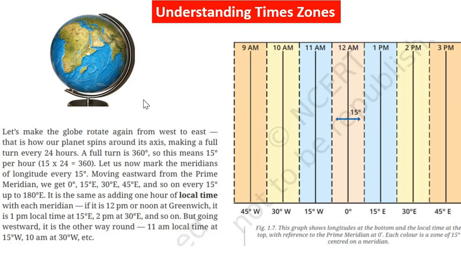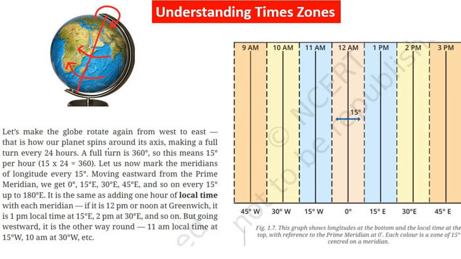Now let's make the globe rotate again from west to east, because this is how the earth rotates. So this is the imaginary line. Let us rotate it from the west to east like this. Basically this is how our planet spins around this axis, making a full turn every 24 hours. This is approximate. The time is a little bit different, but this is okay for our case.